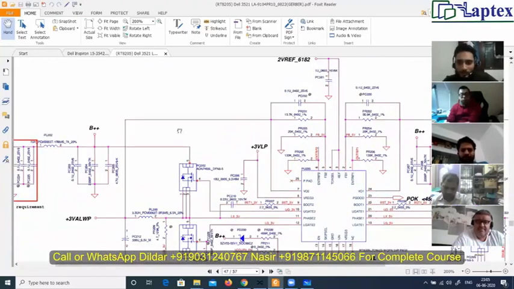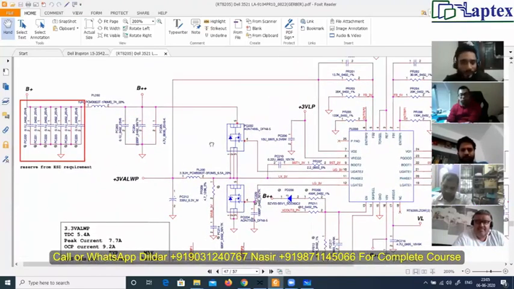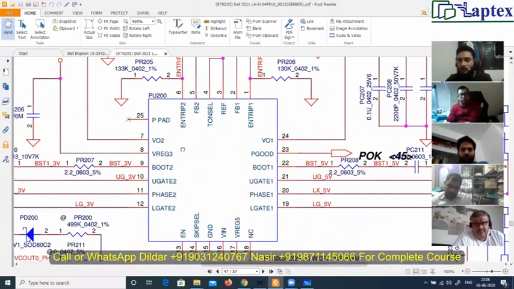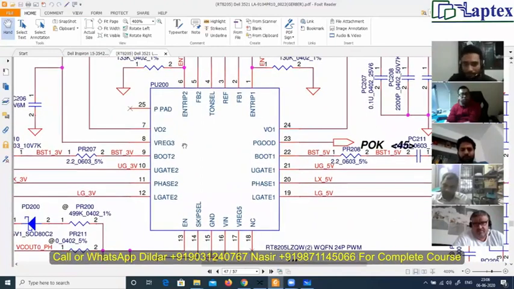Now see here. What is the first requirement that I told you? First of all, remember one thing. What is the IC number? RT8205. See here, there are various versions of it: L, Z, Q, W. These versions could be different. It could be A as well. It could be A, B or C. In different versions, you will get different pin configurations.